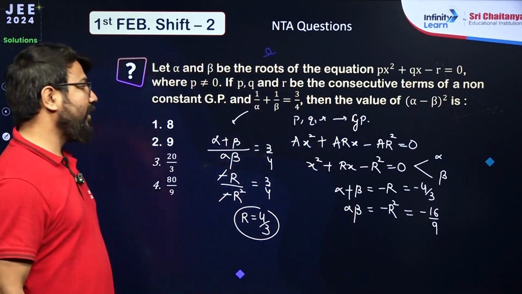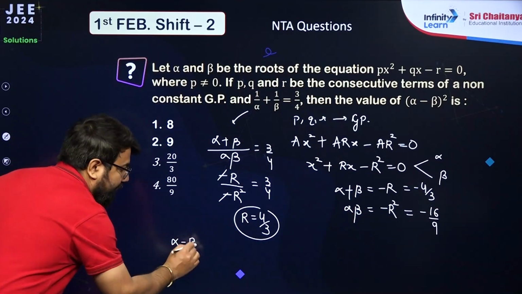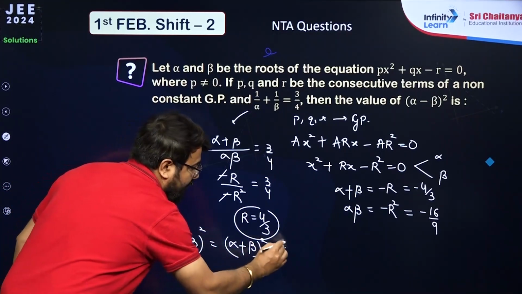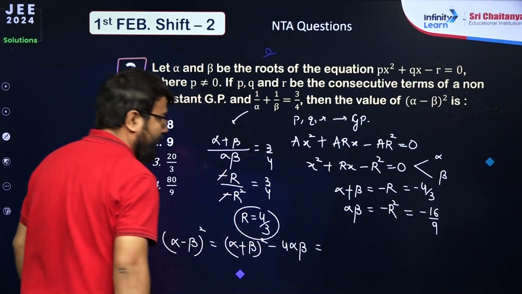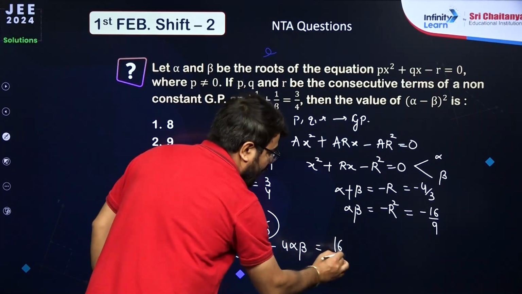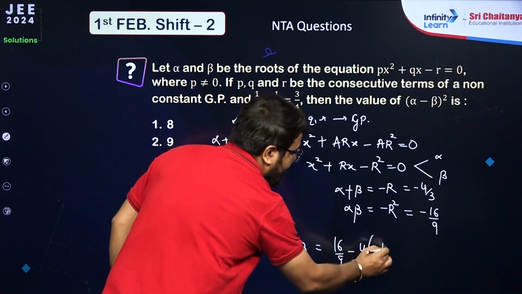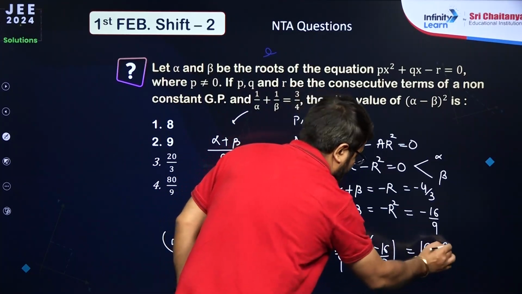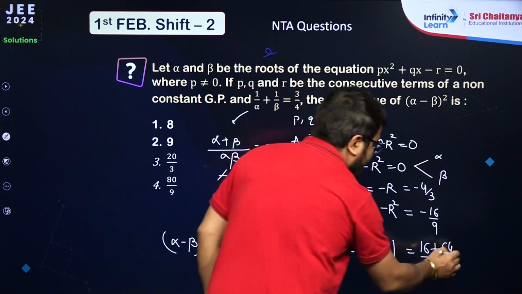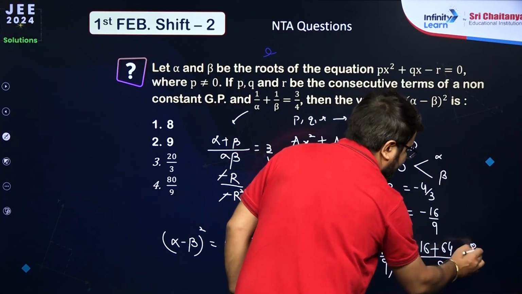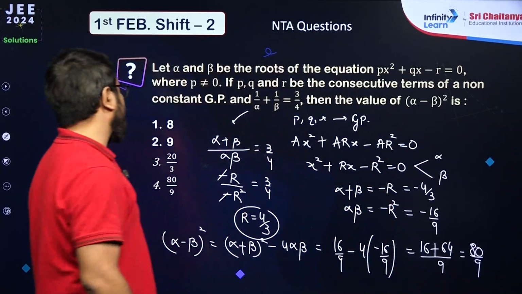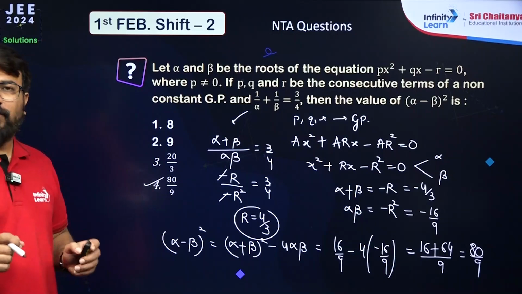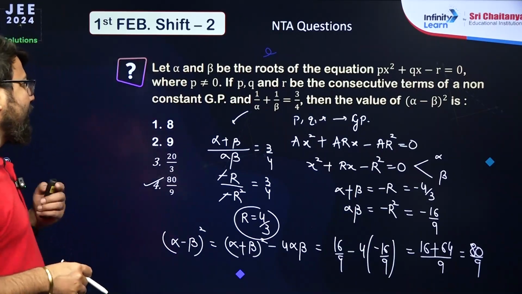After this step, they have asked the value of alpha minus beta whole square. So its value can be written as alpha plus beta whole square and then minus 4 alpha beta. So basically alpha plus beta whole square will be 16 over 9 and minus 4 alpha beta, minus 16 over 9. So basically this will be 16 plus 64 over 9, and that's been converted to 64 plus 16, 80 over 9. 80 over 9, is it given in any option? Yes, fourth option. That is why the fourth option will be the final answer. I hope everyone in the class is able to understand how we did this problem.